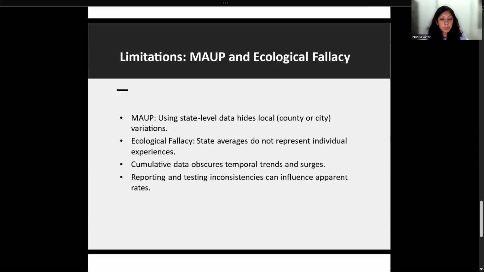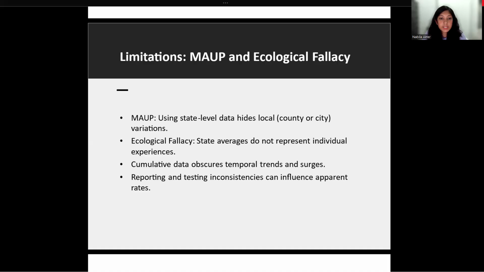Limitations: MAUP and ecological fallacy. However, these are some key limitations. First, the MAUP, or modifiable areal unit problem, meaning that using state-level data hides smaller local variations. For example, Los Angeles and rural Northern California look the same on the map even though their conditions are very different. Second, the ecological fallacy warns that we cannot assume individual behaviors from state averages.